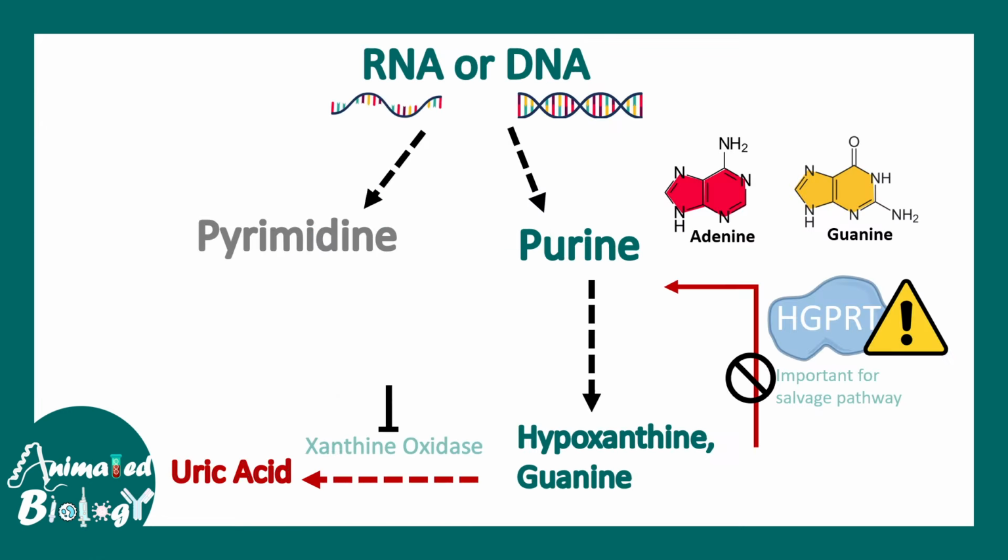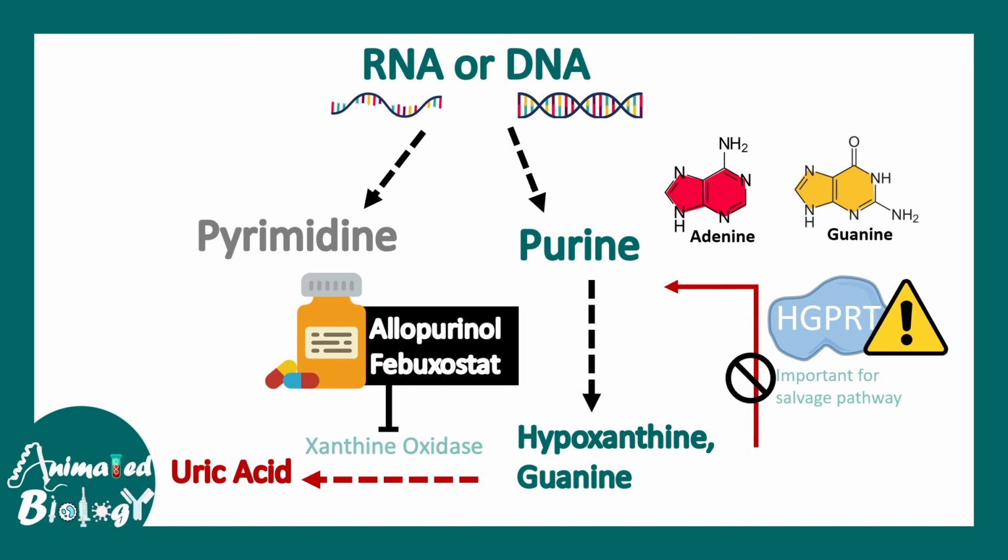Treatment of Lesch-Nyhan syndrome includes medication which can block uric acid production. So even if these raw materials cannot be utilized in the salvage pathway, medications such as allopurinol or febuxostat make sure that the raw material cannot be used to produce uric acid. So if uric acid is the main culprit, prevent the production of that. That's the goal of treatment.